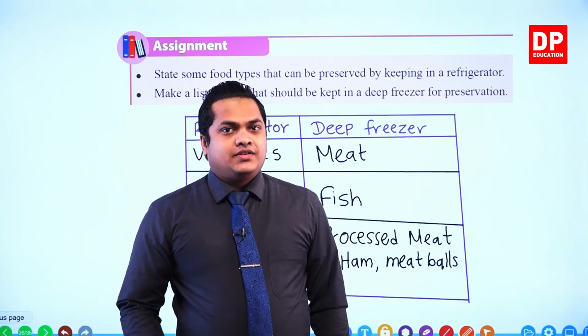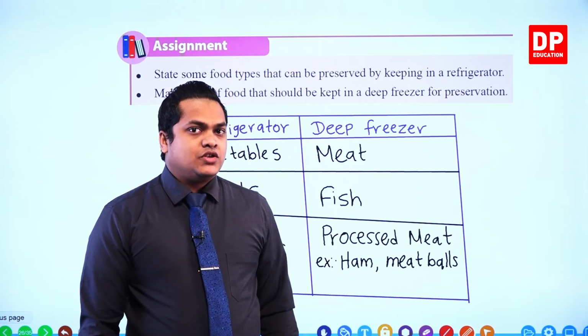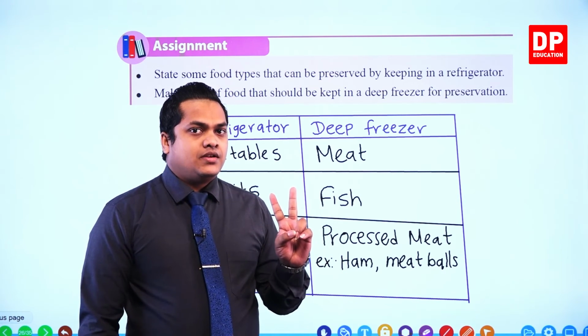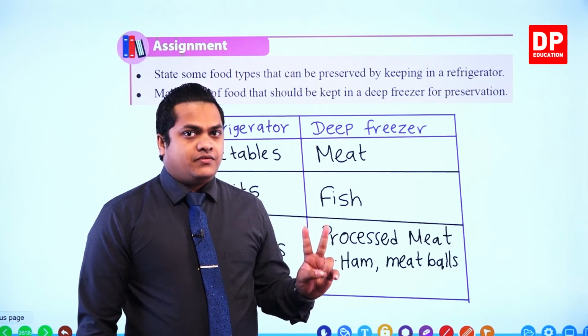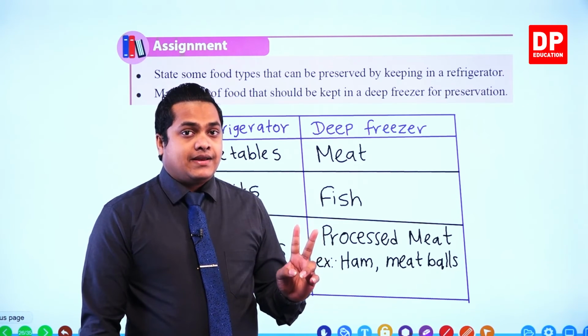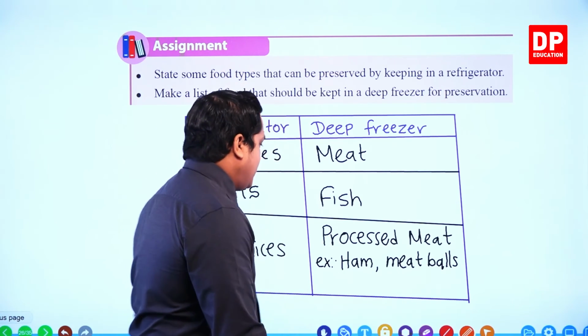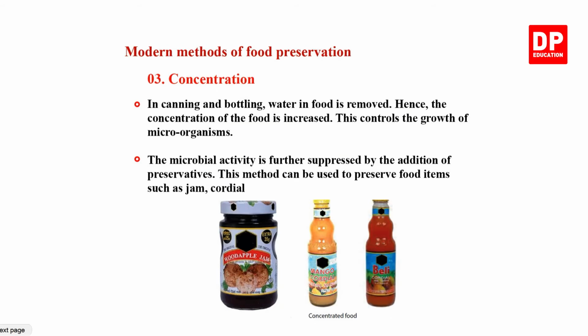So my dear children, now let's move on to our next content. We discussed 2 main methods of temperature control. Now let's go for the third main method of modern food preservation. This third method of modern food preservation is concentration.